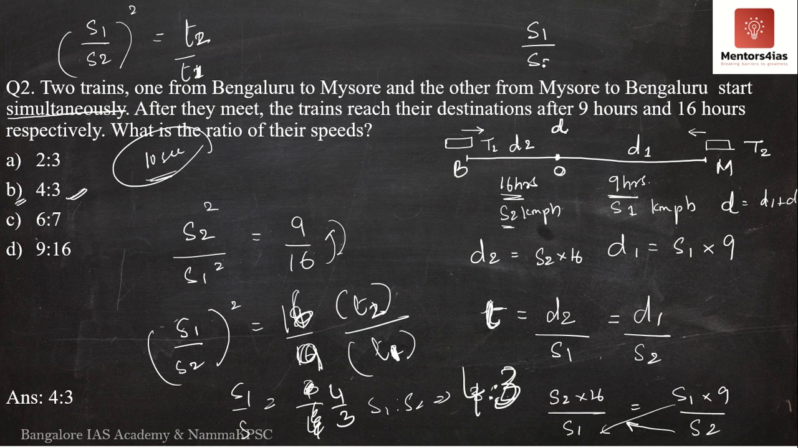It is not S1 by S2 whole square is equal to T1 by T2. It is actually T2 by T1. S1 by S2 whole square is equal to T2 by T1. This is my mistake which I did due to the silly mistake earlier. Please remember this. It is not S1 by S2 whole square is equal to T1 by T2. It is S1 by S2 whole square is equal to T2 by T1. Therefore, it is actually 16 by 9, or nothing but 4 is to 3.